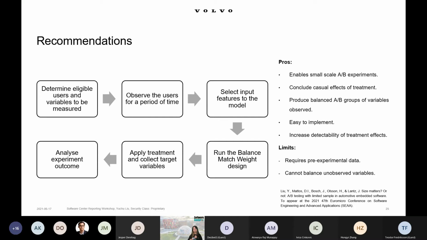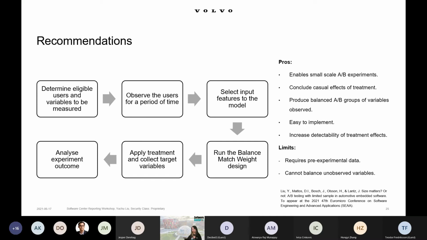We have done this process for an observation period of 20 weeks and an experiment period of 2 weeks. And we have found that this method can effectively enable small-scale A/B testing. Then we can conclude a causal effect of treatments, which is a very powerful tool. It allows us to easily implement it and run A/B tests even when you only have 30 or 28 cars.